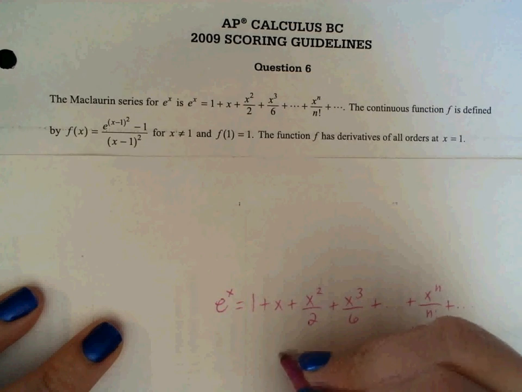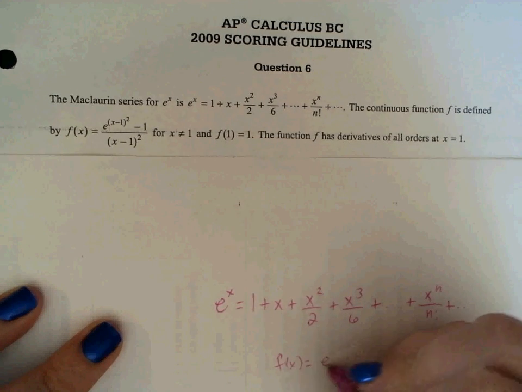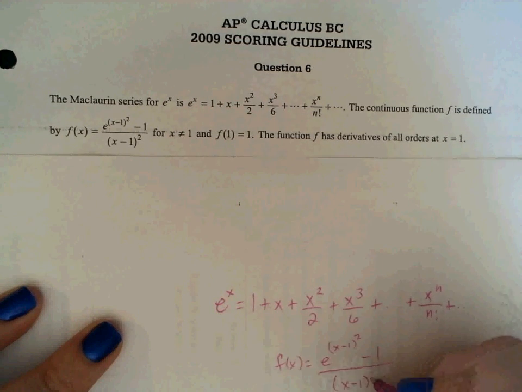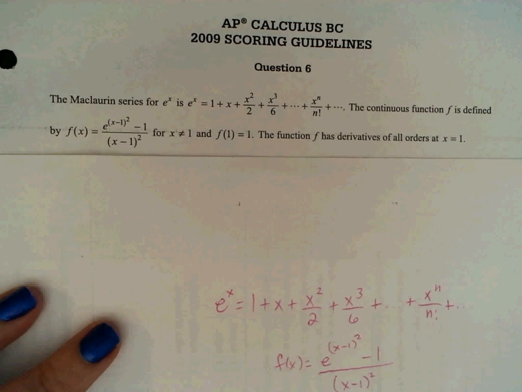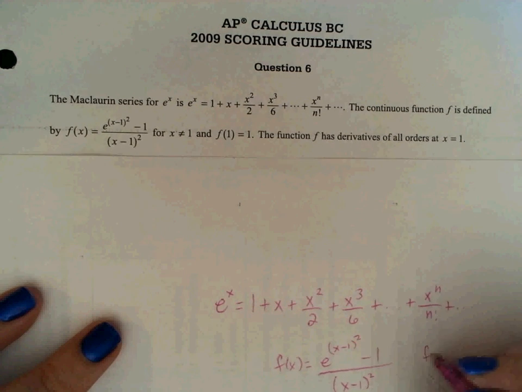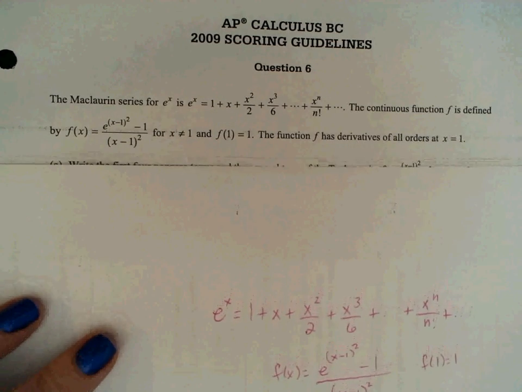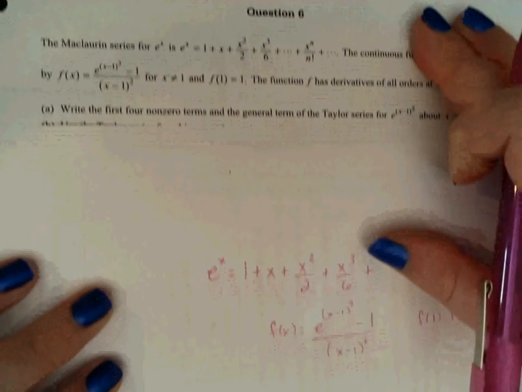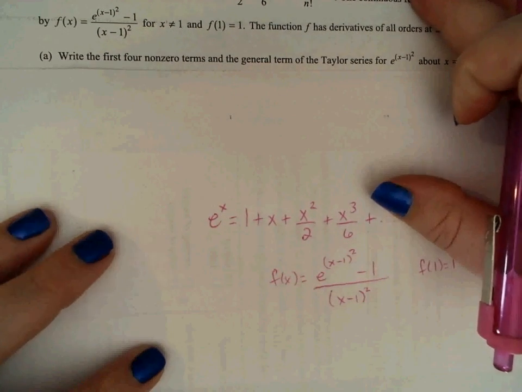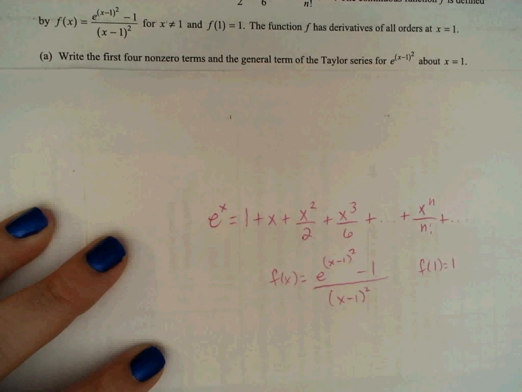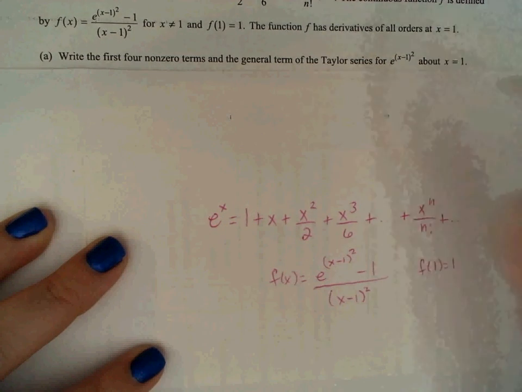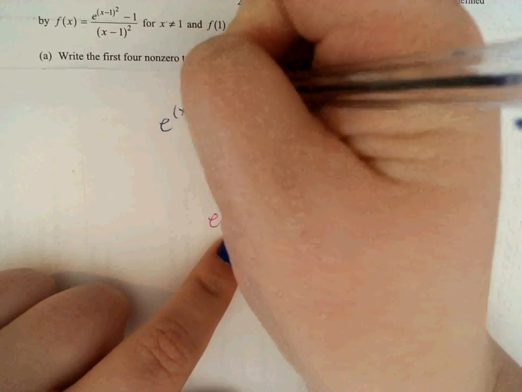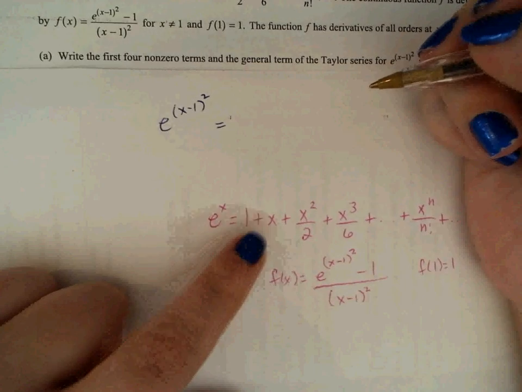The continuous function f is defined by this. So f of x equals e to the x minus 1 quantity squared minus 1 all over x minus 1 quantity squared, for x not equal to 1, and then f of 1 equals 1. The function f has derivatives of all orders at x equals 1. Okay? Part A says, write the first 4 non-zero terms and the general term of the Taylor series for e to the x minus 1 quantity squared.